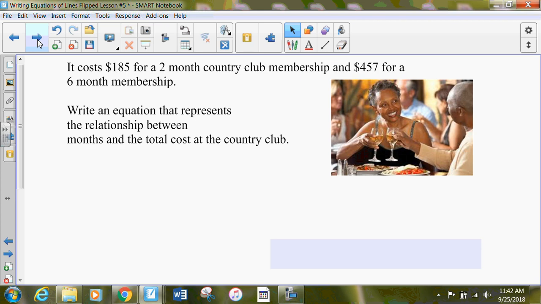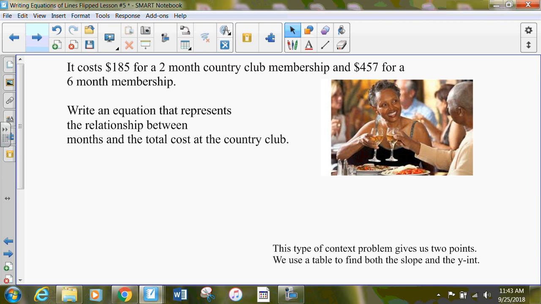All right, so here's another one. It costs $185 for a 2-month country club membership and $457 for a 6-month membership. Write an equation that represents the relationship between months and the total cost at the country club. So this is a type of problem that actually gives us 2 points. I know you're like, Miss Overby, where are the 2 points? Well, I'll show you where they are. Right here and right here.